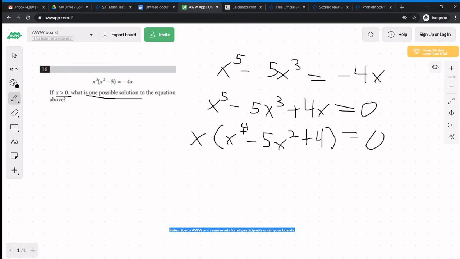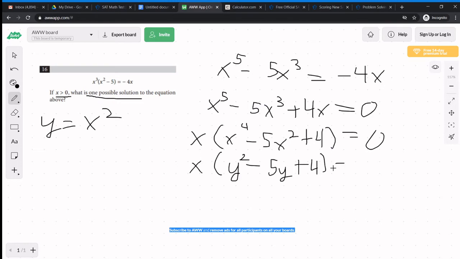Again, all of my exponents for x are even. That means I can create a new variable, y, and make that x squared, and make this entire thing a whole lot simpler. y squared minus 5y plus 4, and all of a sudden it becomes a pretty basic factoring problem. So let's do this. y minus 5 and y plus 1.